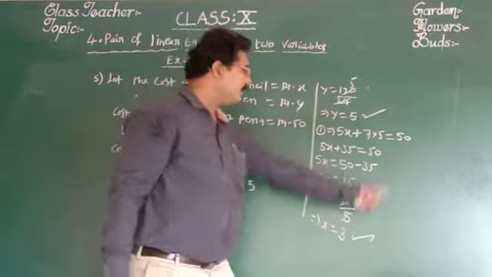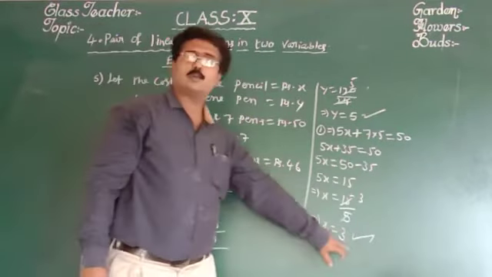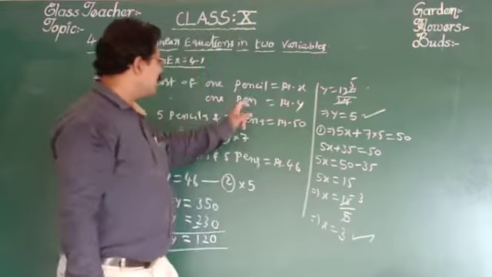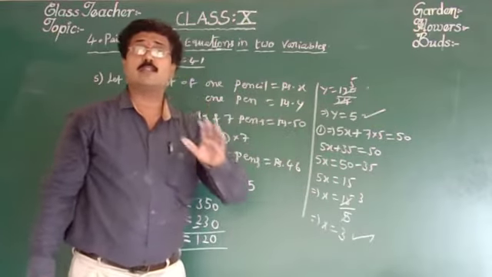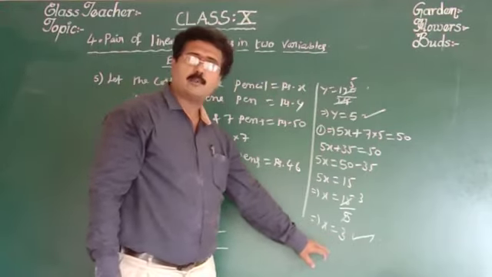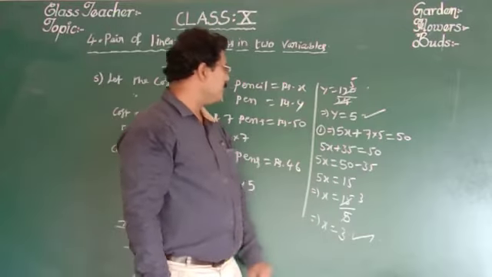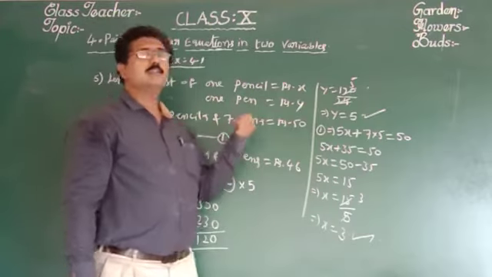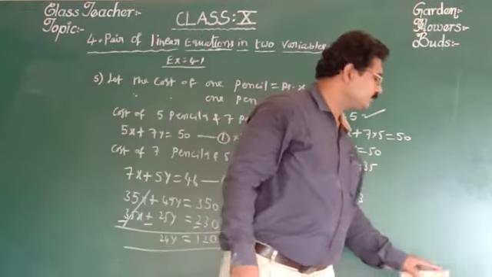Now what do we have to write? The conclusion. Therefore the cost of one pencil is equal to rupees 3 and the cost of one pen is equal to rupees 5. You must write the inference, that is the conclusion. Don't leave the problem. Again you write, therefore the cost of one pencil is equal to rupees 3 and the cost of one pen is equal to rupees 5. Please note down this problem.